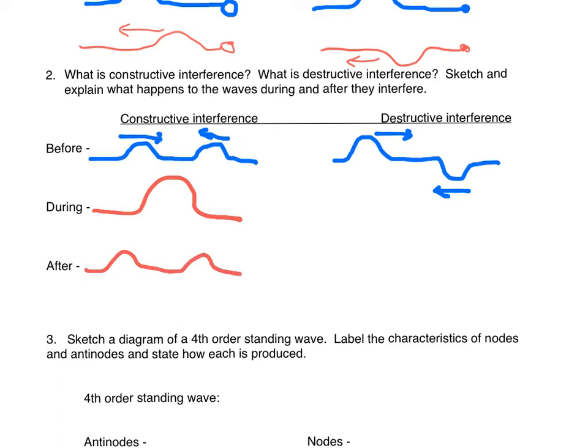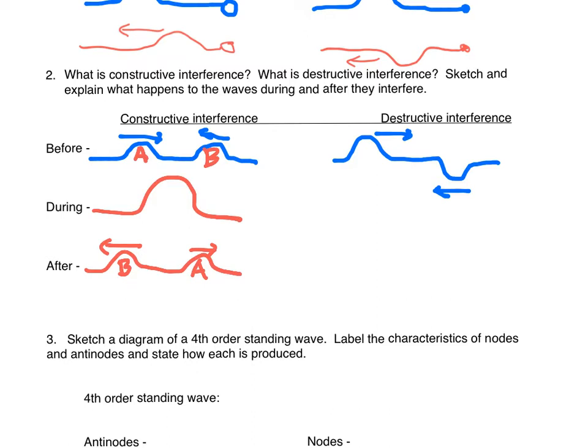So if this were pulse A and this were pulse B before, then B would keep moving to the left and A would keep moving to the right afterwards. So waves simply pass through each other.